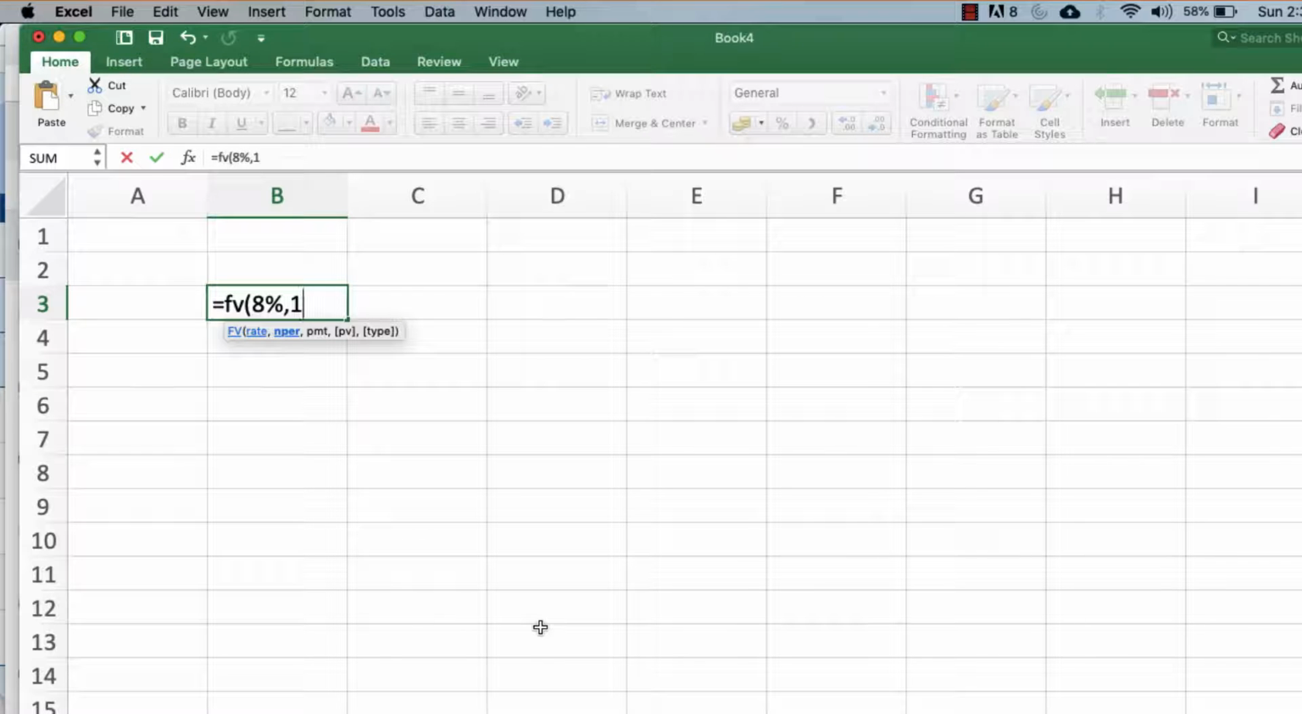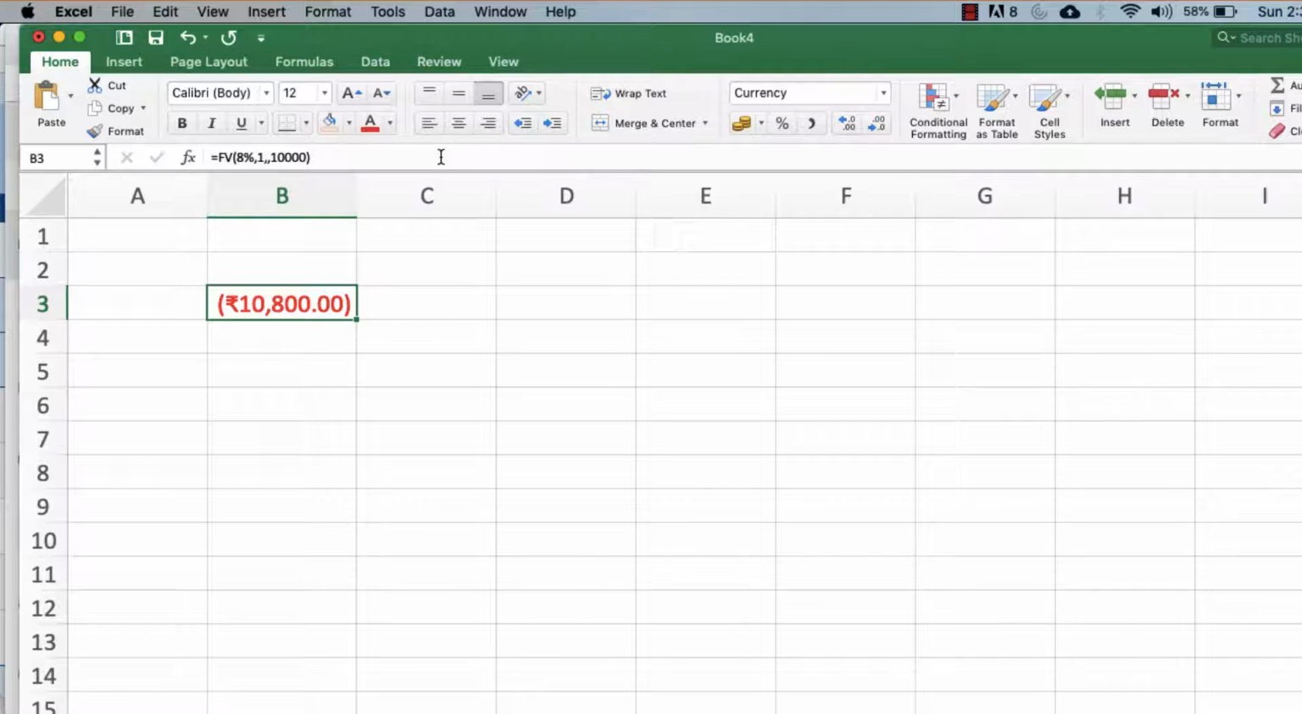NPER stands for the time period, which is 1. Payment, we are not putting here because it's not a payment but a present value, that is 10,000 rupees. And we close the bracket. So present value and future value will have opposite signs, so that's why I have kept it minus here so that the result is positive. I can just put it positive here, but our result will be negative then.